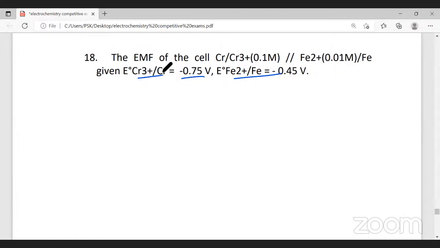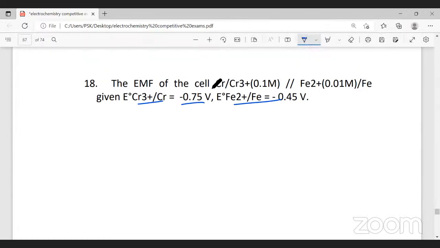Now the question is, which of the electrodes is undergoing oxidation and which is undergoing reduction? Clearly, we know that as per the cell representation, the one on the left-hand side will be called the anode. So chromium will be called the anode, and iron will be called the cathode.